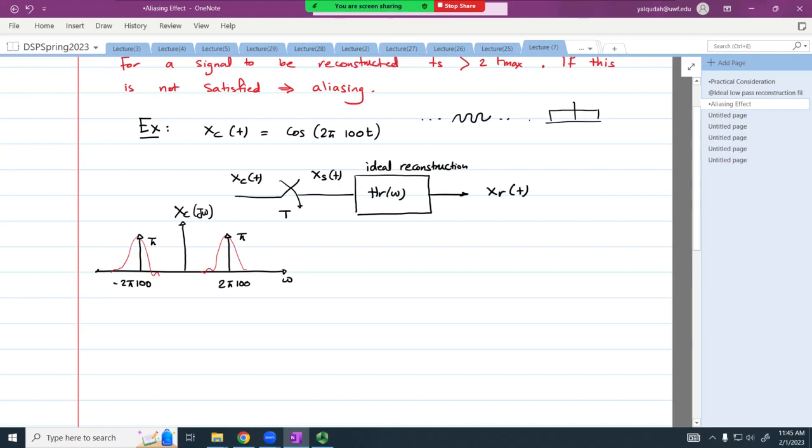The wider I make this window, what's going to happen to this sinc? Always the reverse. If it's wider in the time domain, what's going to happen? It's going to get narrower. Wider, narrower. Wider, narrower. Eventually, it's going to go back to being an impulse. You see it? Okay.